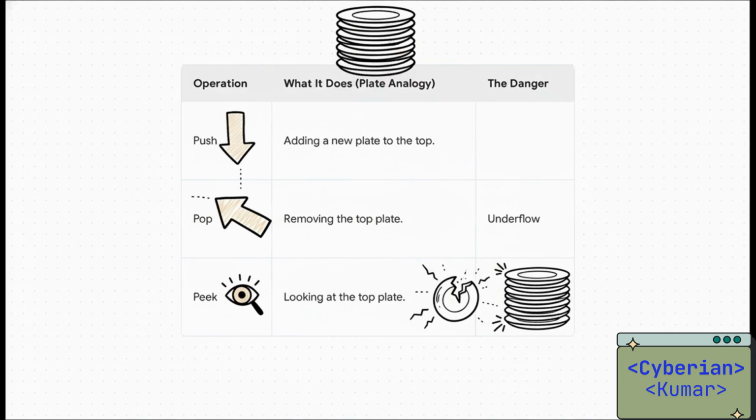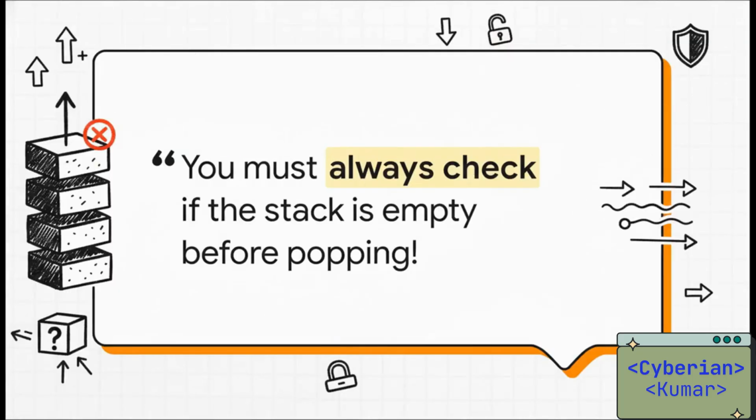And this is important. Look at the danger next to pop. Underflow. That's a classic computer error. It happens when you try to pop from an empty stack. It's literally like trying to grab a plate when the counter is already bare. And this brings us to a golden rule, a really critical one. A program has to check if the stack is empty before it tries to pop anything. It's a super simple check, but it's what prevents crashes and keeps everything running the way it's supposed to.